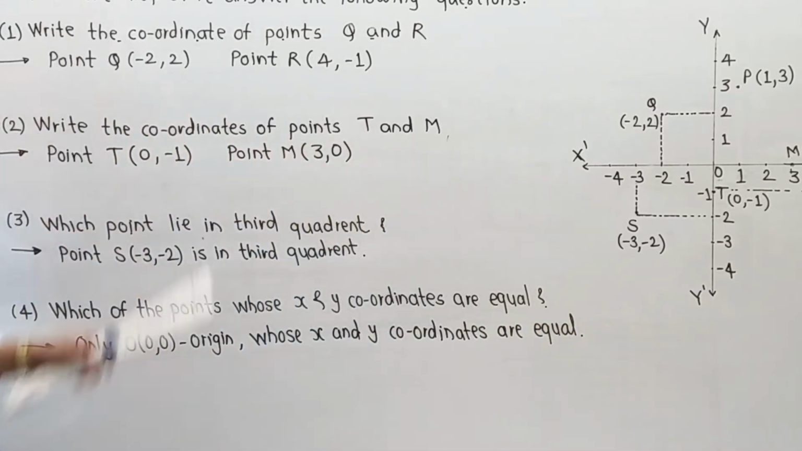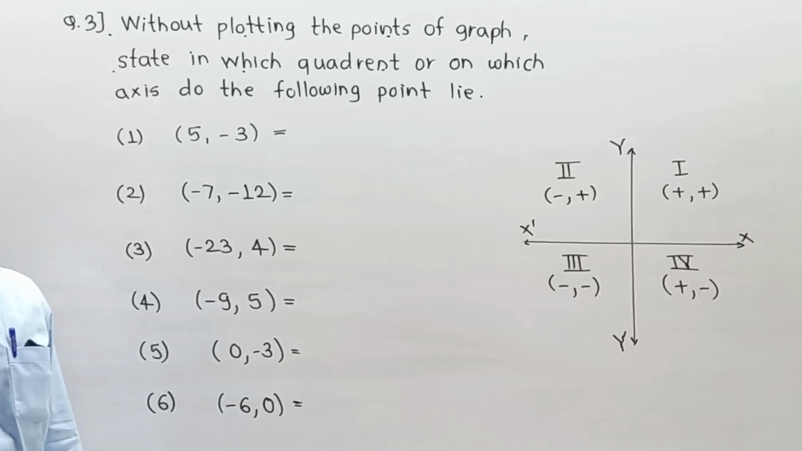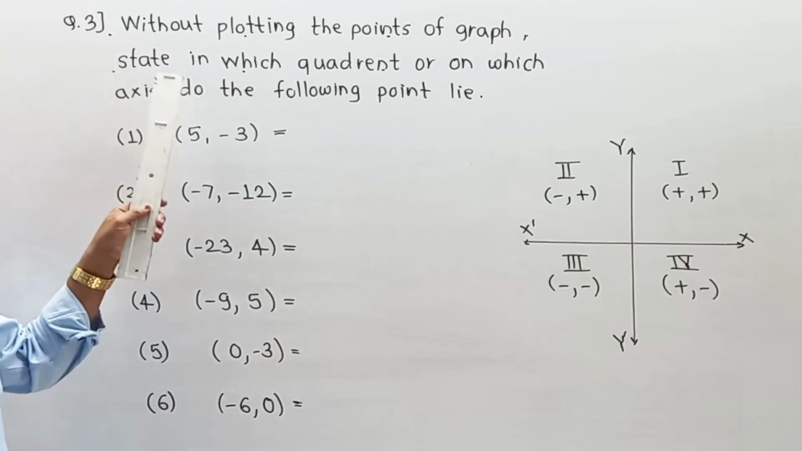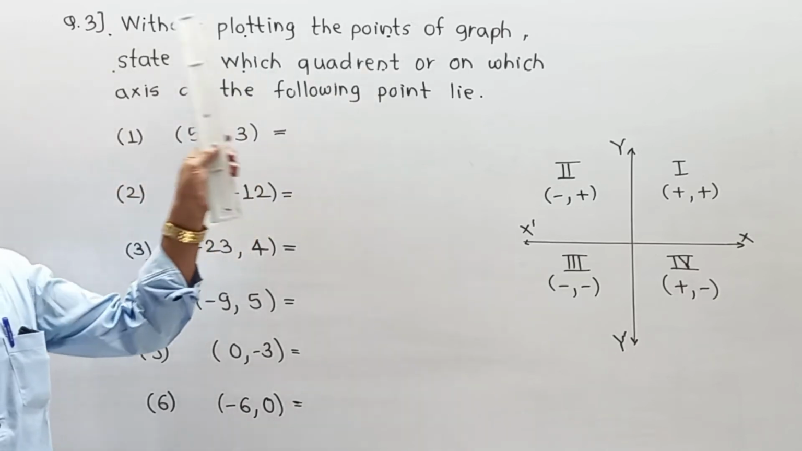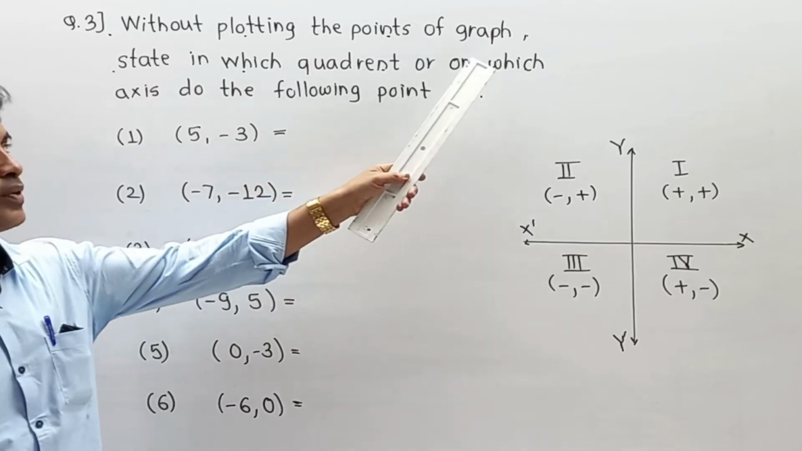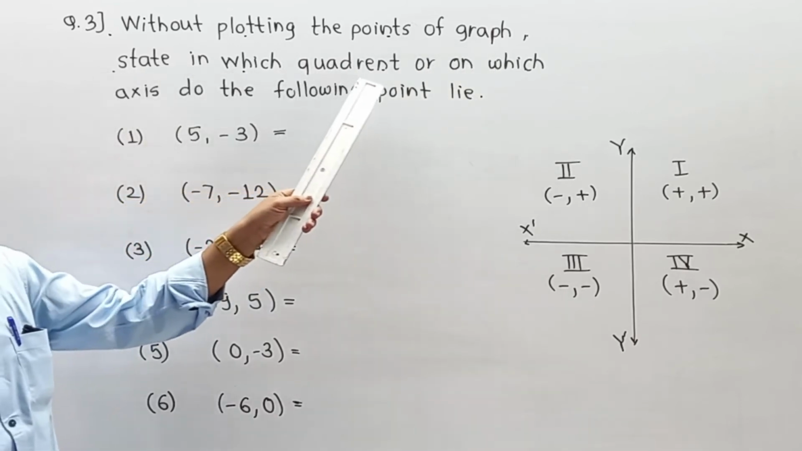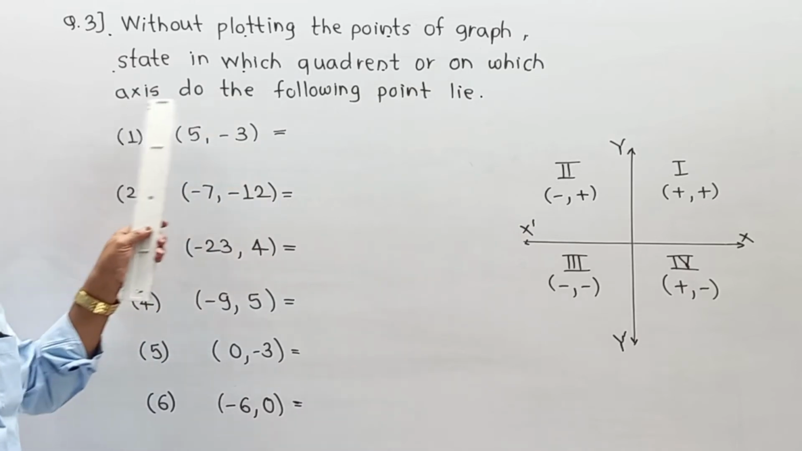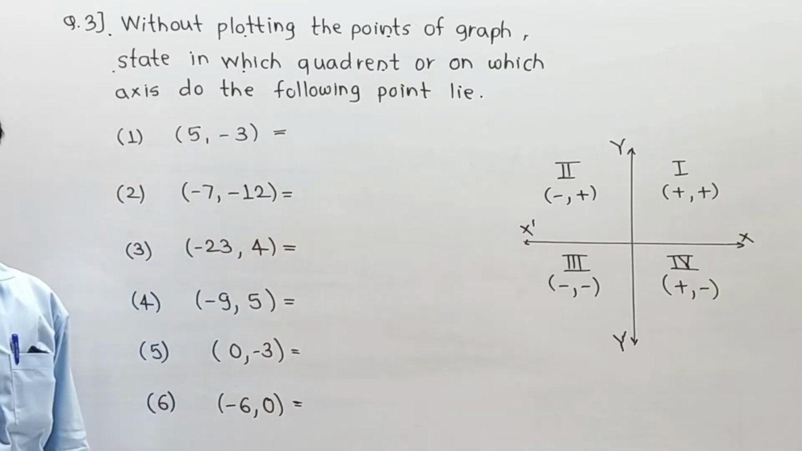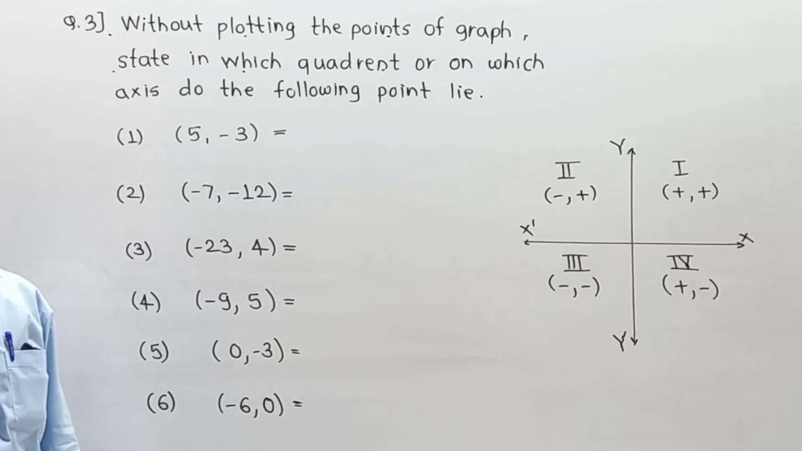And in this way we have completed our second question. Now moving to question number 3. Without plotting the points on a graph, state in which quadrant or on which axis the following points lie. It means we are not supposed to use a graph paper to indicate the proper point. Just by the significance of the sign, we have to tell in which quadrant the point is, or whether it's an axial point. Now, remember one fundamental condition.